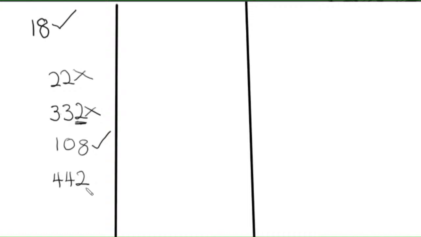Though the first part of the rule has been satisfied, the divisibility test of 9 fails. 4 plus 4 is 8. 8 plus 2 is 10. 10 is not divisible by 9. Therefore, 442 is not divisible by 18.